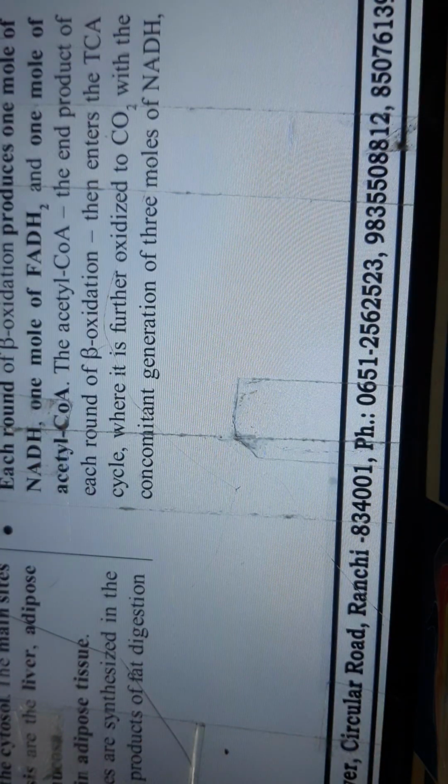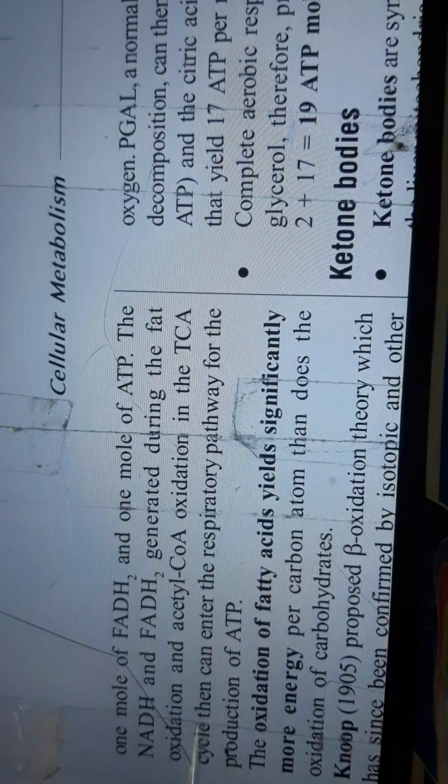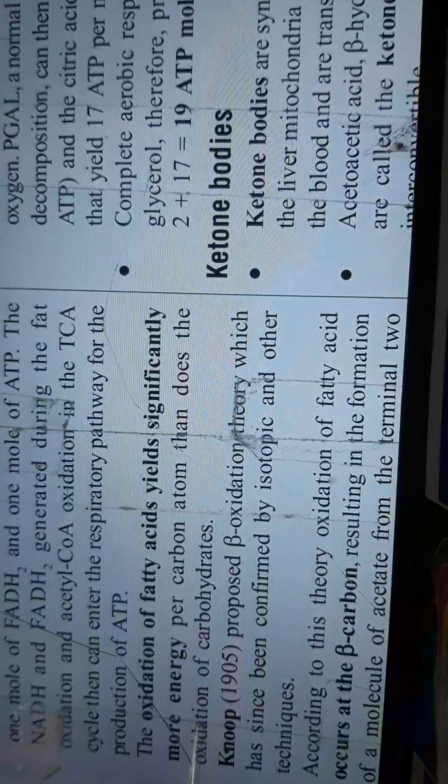The acetyl-CoA, the end product of each round of beta oxidation, then enters the TCA cycle, where it is further oxidized to CO2 with the concomitant generation of 3 moles of NADH, 1 mole of FADH2, and 1 mole of ATP. The NADH and the FADH2 generated during the fat oxidation and acetyl-CoA oxidation of the TCA cycle can then enter the respiratory pathway for the production of ATP. The oxidation of fatty acids yields significantly more energy per carbon atom than does the oxidation of carbohydrates.